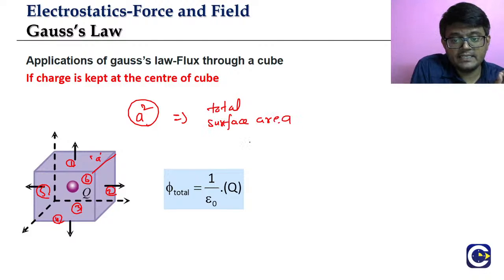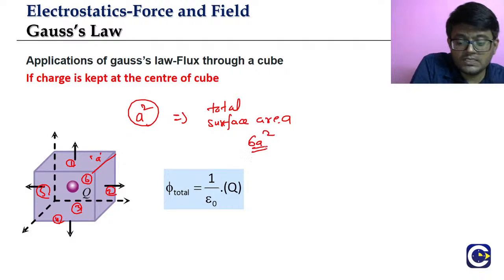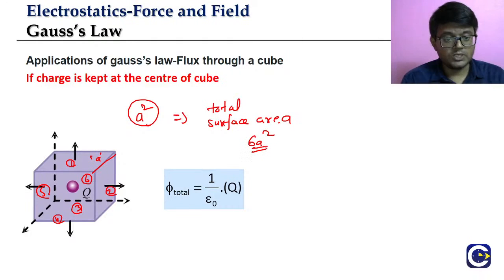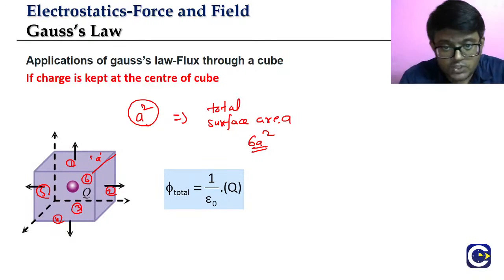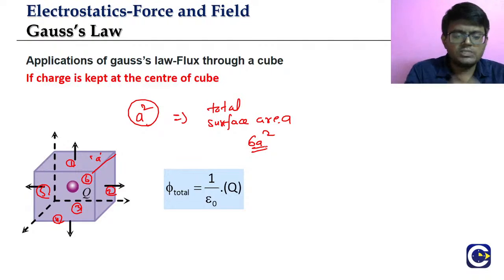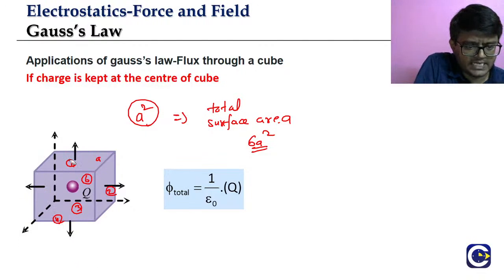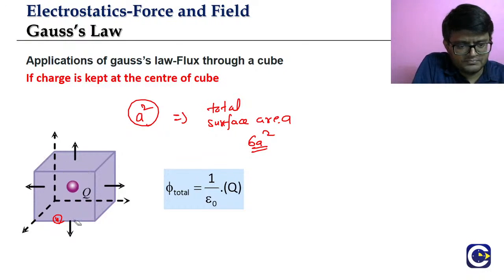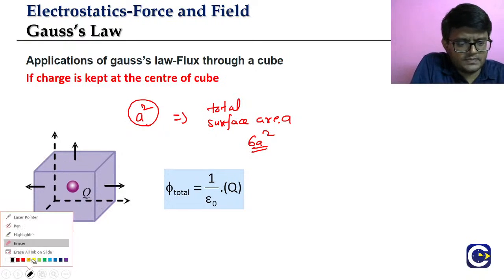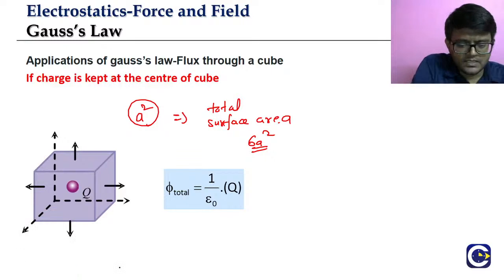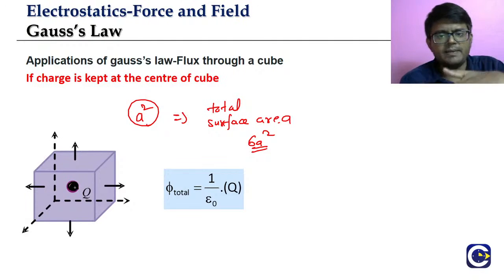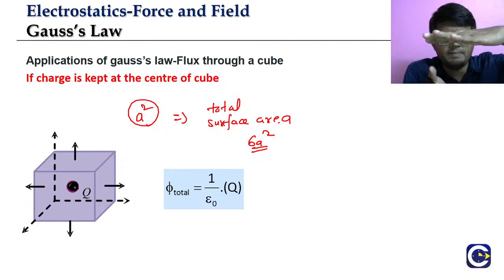Total surface area என்னது, 6a square தானா? What is the total surface area of the cube? 6a square. Okay, இப்போ question என்னன்னா, flux through one face of the cube. இப்போ பாருங்க, அந்த position of the charge எப்படி இருக்கா? Position of the charge symmetric தானா? We are keeping the charge at the center of the cube. Position of the charge is symmetric, நீங்க ஒரு face-ல இருந்து பாருங்க, it will be symmetric.